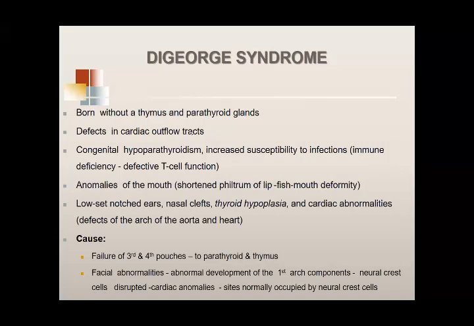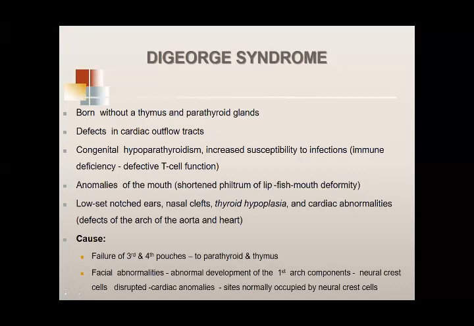There are anomalies of the outflow tracts, the arch of the aorta and the heart, because once again these are neural crest problems. In addition, there are problems of the mouth, a fish-like deformity of the mouth, a short upper lip, and the philtrum of the lip is short. Multiple deformities are present in this poor child.